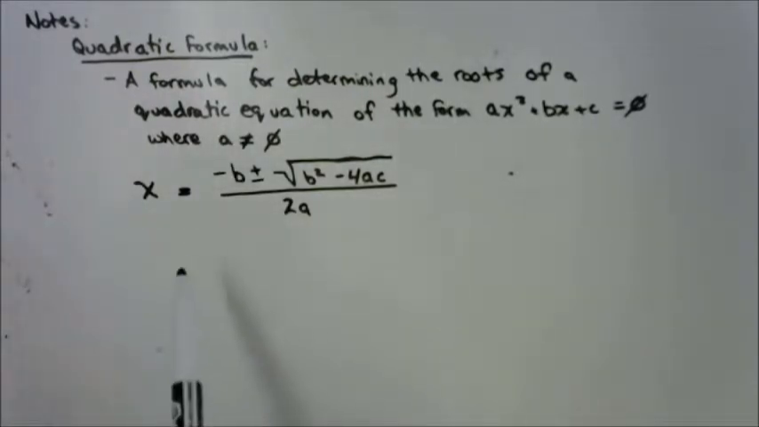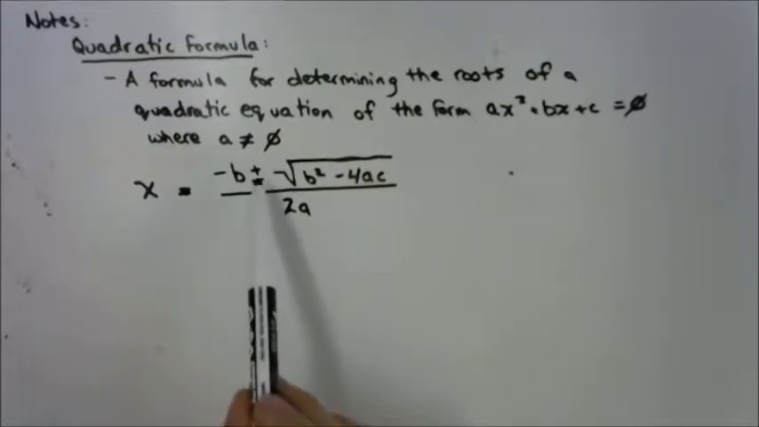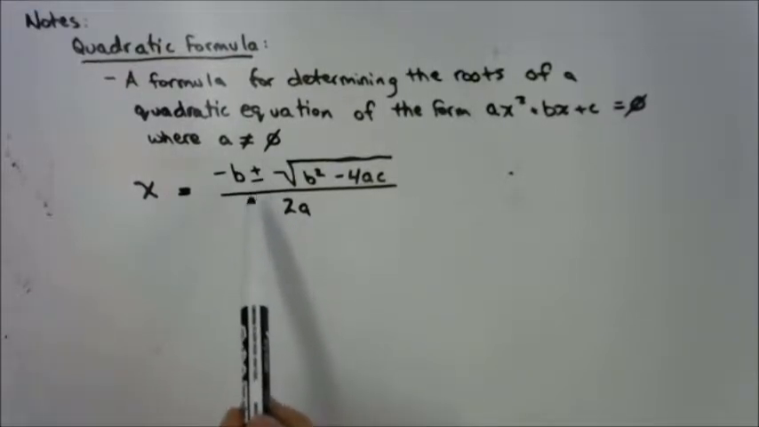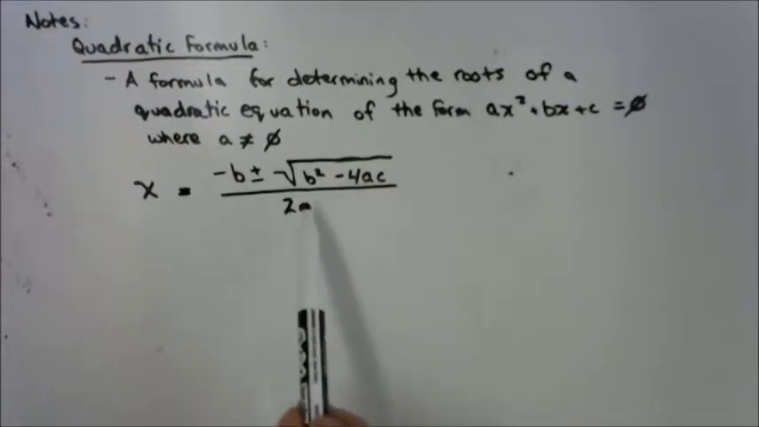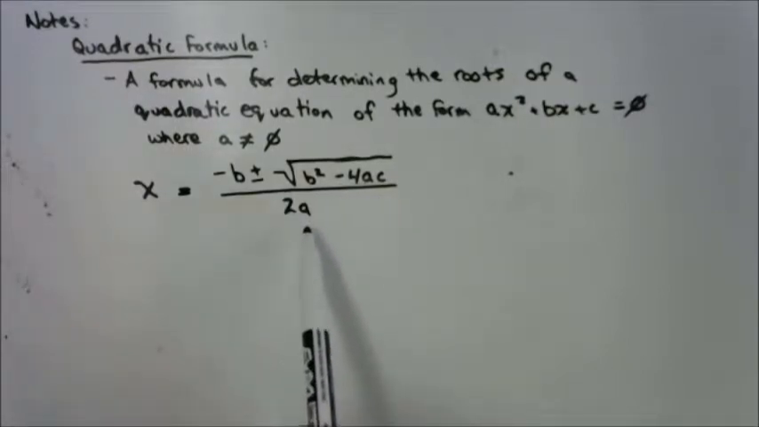So here we go. Negative b plus or minus the square root of b squared minus 4ac over 2a, over 2a. And you hear the catchy tune of Frere Jacques in there.